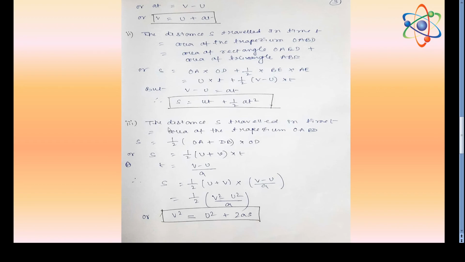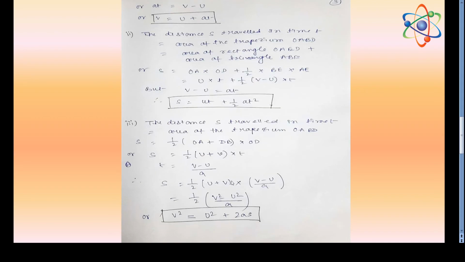Now the third one. The distance s traveled in time t will be the area of the trapezium OABD. This is the full area. Now s equals half of (OA plus DB) into OD. This is the formula, area of trapezium, half into the sum of two parallel sides into height. So half into (OA is u, DB is v) into OD, which equals t. Again we know this t is (v minus u) by a. So we will put the value of t, s equals half (u plus v) into (v minus u) by a. So half (v square minus u square) by a. So we will get the formula v square equals u square plus 2as.